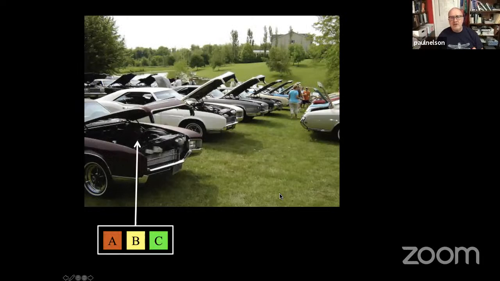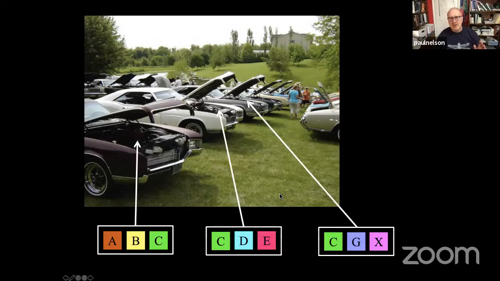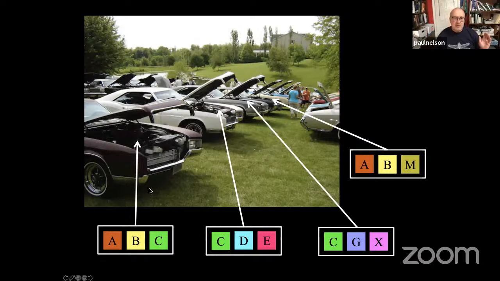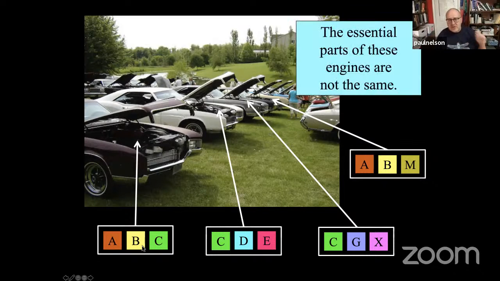What that tells you, and this is a very homespun analogy, imagine, no one in the UK would have the horrible taste to do this, so this is definitely an American auto show, all right? You work your way down this row of engines and you notice that the essential parts are some shared, some not shared. The essential parts of these engines are not the same. There's been significant tinkering with them in terms of the parts that they can't do without.